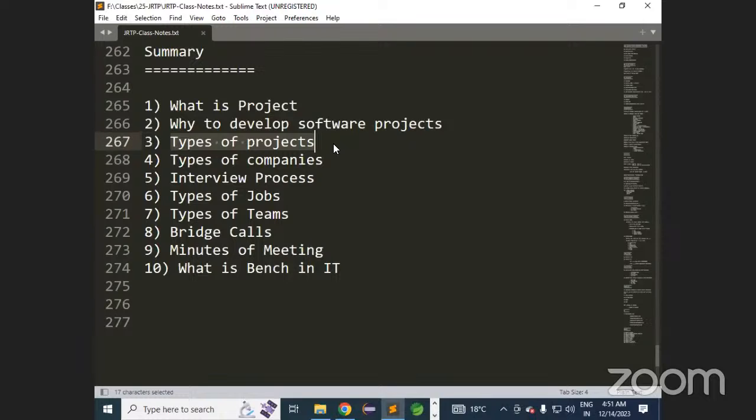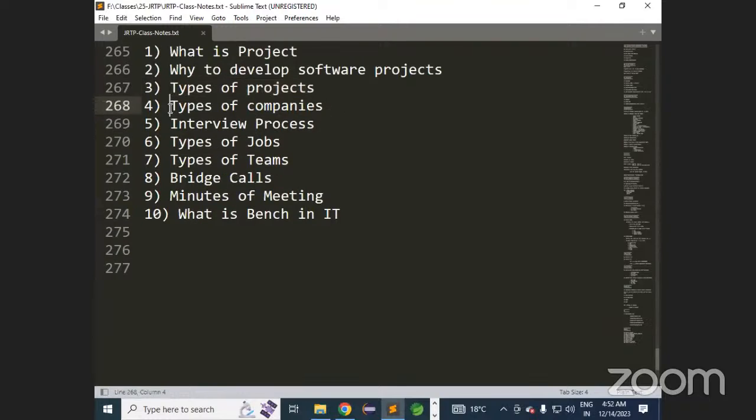Then what is a migration project? A project which is developed using old technology will be migrated to the latest technology. Types of software companies: there are two types of companies available, product based companies and service based companies. A company which will develop a project and sell that project to customers in the market is called a product based company. What is a service based company? The company which will develop the project based on the client's given requirement is called a service based company.